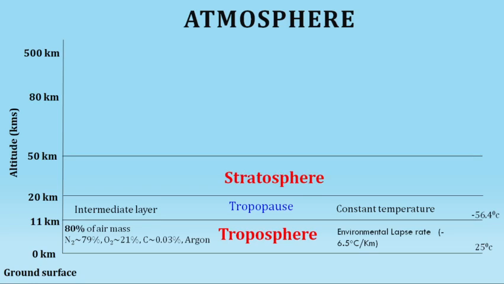The next layer of atmosphere is called the stratosphere. All of us know very well about this layer. This is the layer which is also known as ozone layer because of presence of ozone in this particular layer. Ozone is the gas which protects us from harmful ultraviolet rays.